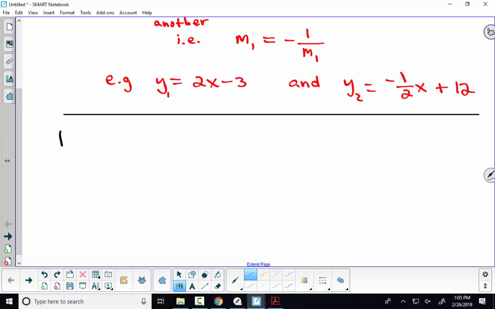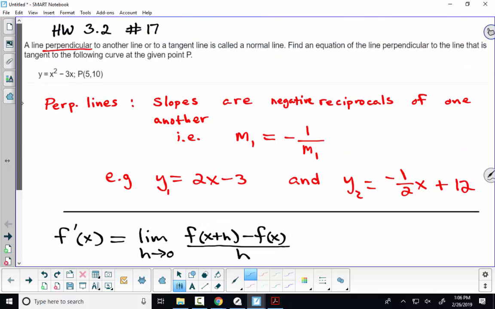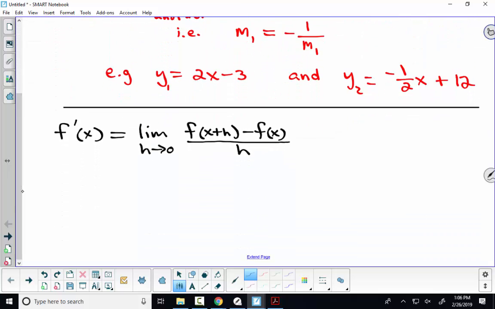But finding the derivative function using the definition, there will be one question like that on the exam. So let's just go ahead and find the derivative function using the definition, and then we'll plug our x value in. So that's the definition of the derivative, and our function was x squared minus 3x.